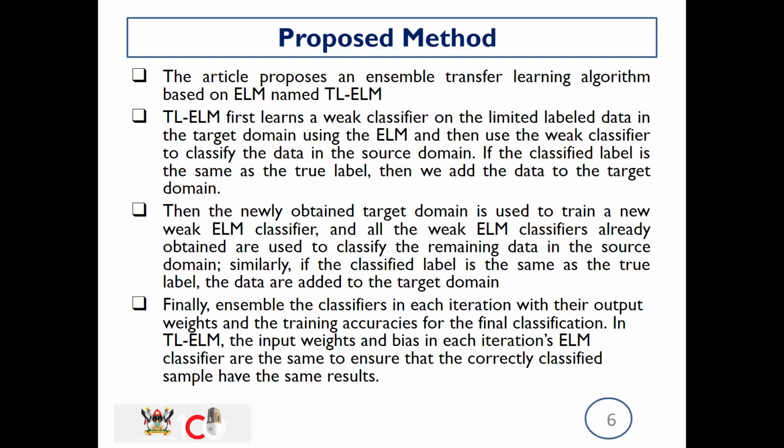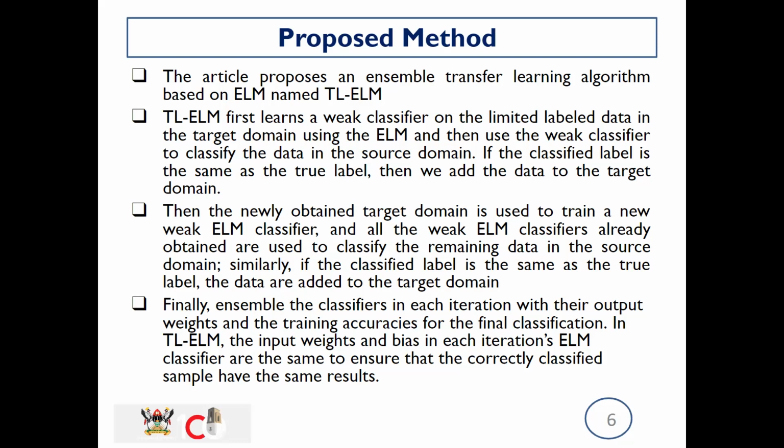Remember, like I said, in transfer learning, the target domain must have limited data, and the source domain must have a lot of training data. So TELM first learns a weak learner on the limited data in the target domain using extreme learning machine. Then we use the weak classifier to classify the data in the source domain. If the classified label is the same as the true label, we add that data to the target domain.